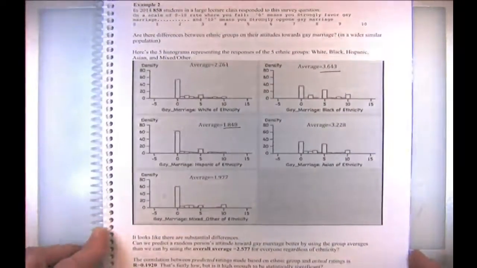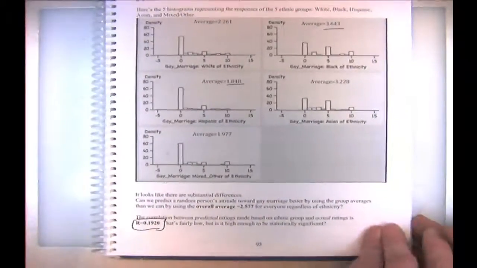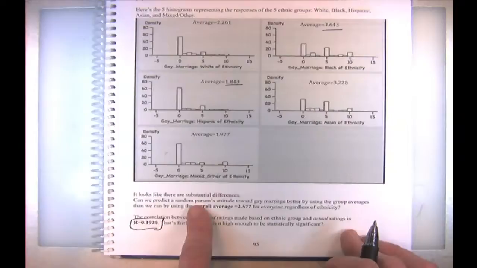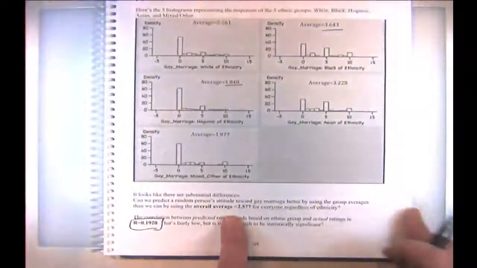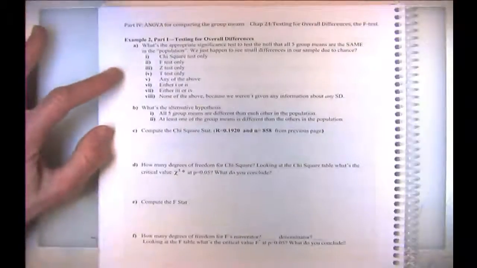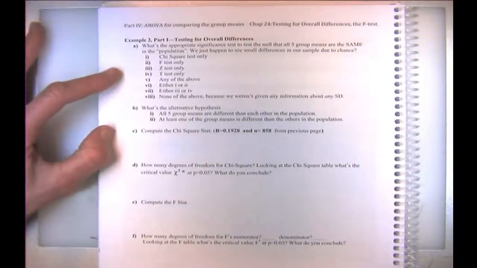And now we got this correlation right here. So now, can we predict a random person's attitude towards gay marriage better by using these group averages than we can by the overall average? The first question I ask is, what's the appropriate significance test? Right away, because we have more than two groups, you can cross off your Z and your T. And we have a big sample size, so you could use either of these, and so your answer is just either 1 or 2.